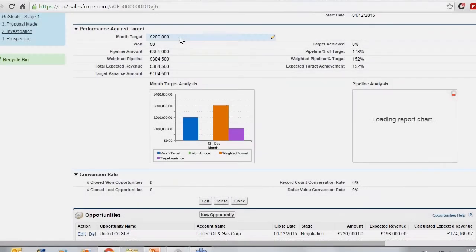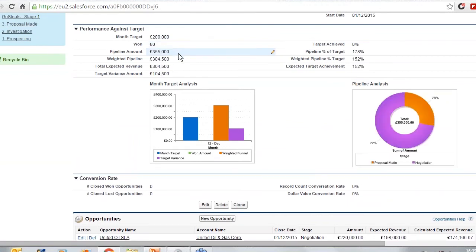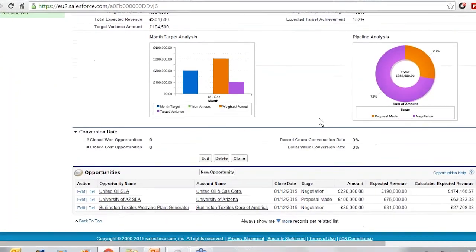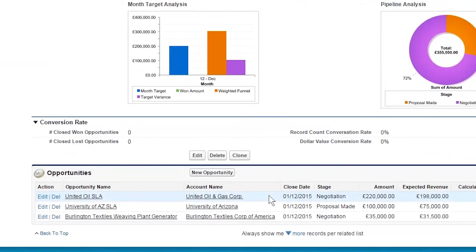Sean's target, 200k. If you remember, he'd won nothing. A pretty big pipeline, 355k pipeline, weighted value 304. So again, the same sort of metrics. There's the split of his pipeline for this month, and there's the opportunity. So actually, it's got three opportunities. If I were looking at that, I'd want to say, well, actually, it's this one here. That's the key one. It's got to bring that one in. It's worth 220k. It's a massive chunk of his target.